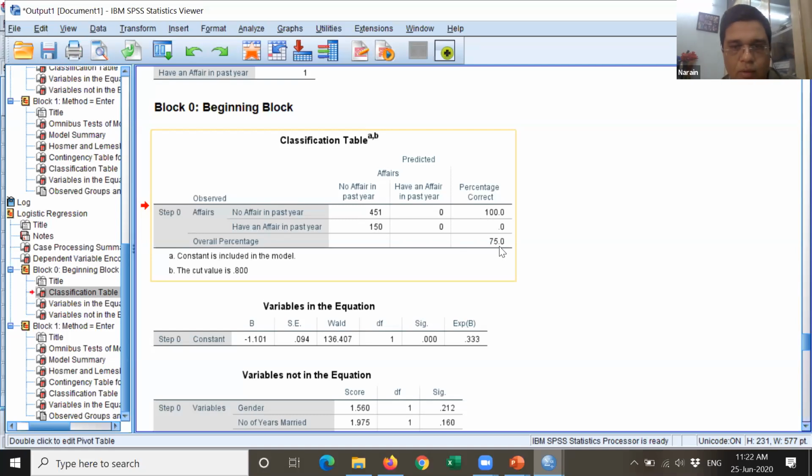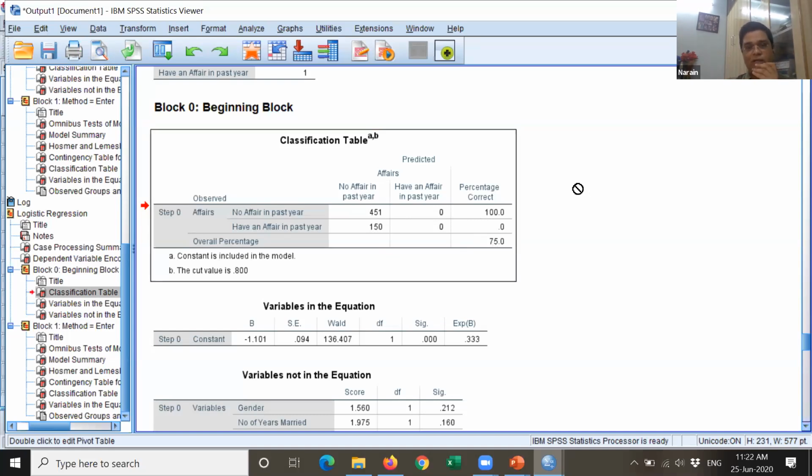Is there any problem in the data set? Yeah, this is my false positive. Okay, so 451 divided by 601, okay, 75%. So I'm still 75% accurate. In the last classification table, I was also 75% accurate.